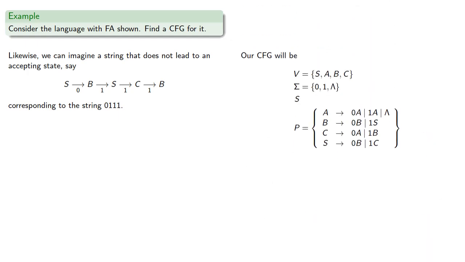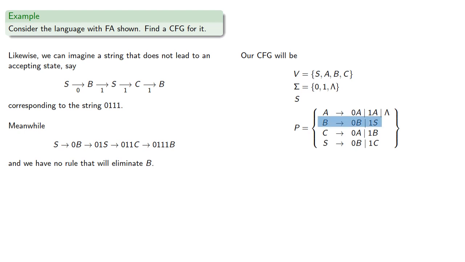Meanwhile, if we apply our production rules, S produces 0B, B produces 1S, S produces 1C, C produces 1B, and at this point we have no rule that will eliminate B. In particular, while we could keep applying production rules, remember that our production rules never eliminate a terminal symbol. So at this point, unless we can just get rid of B, we're not going to produce the string 0111 by itself. We'll produce a string beginning 0111.